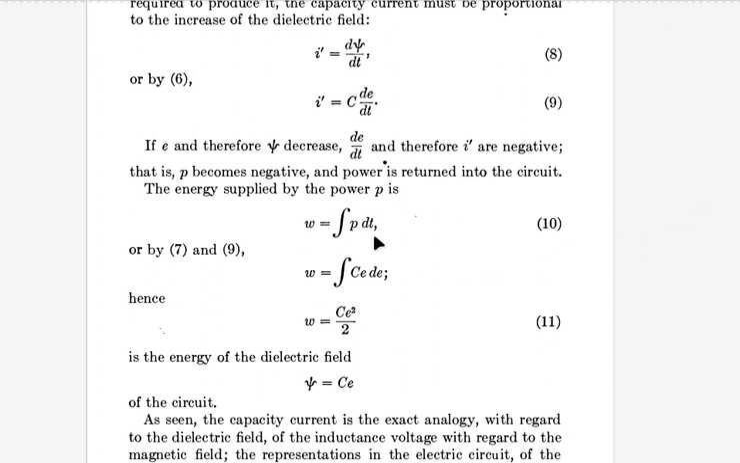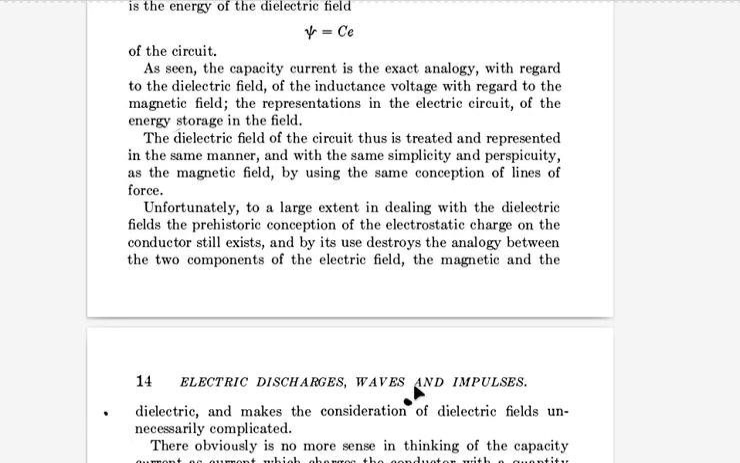The energy supplied by the power P is equal to integral P dt, or by equations 7 and 9, W equals integral C E dE. Hence W equals 1/2 C E squared. It is the energy of the dielectric field psi equals C E of the circuit. As seen, the capacity current is the exact analogy, with regard to the dielectric field, of the inductance voltage with regard to the magnetic field. The representations in the electric circuit of the energy storage in the field.